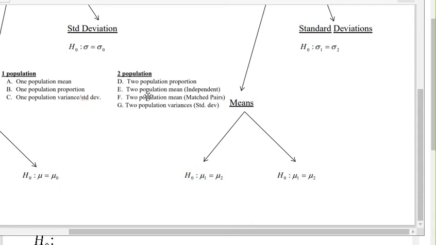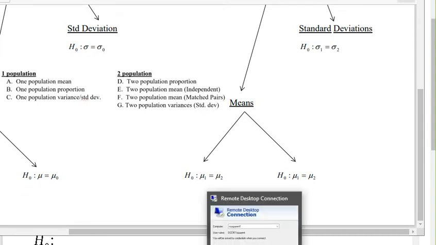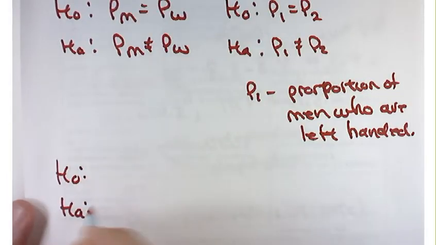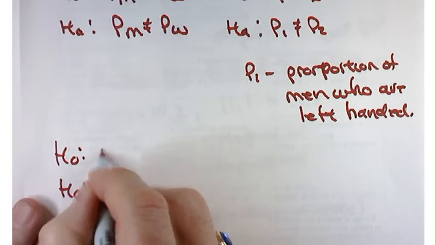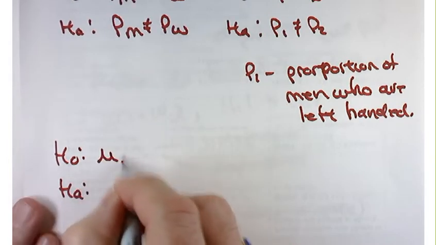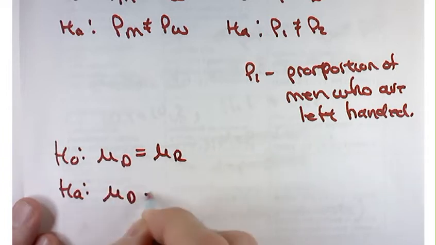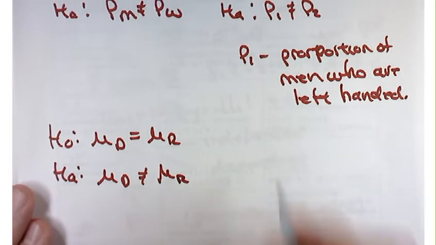So if this was your problem on a test, then you choose this one. E would be the correct answer there. And as far as the rest of it is concerned, what parameter reflects population mean? Mu sub Diet Coke and mu sub regular Coke, Diet and regular. And then E.